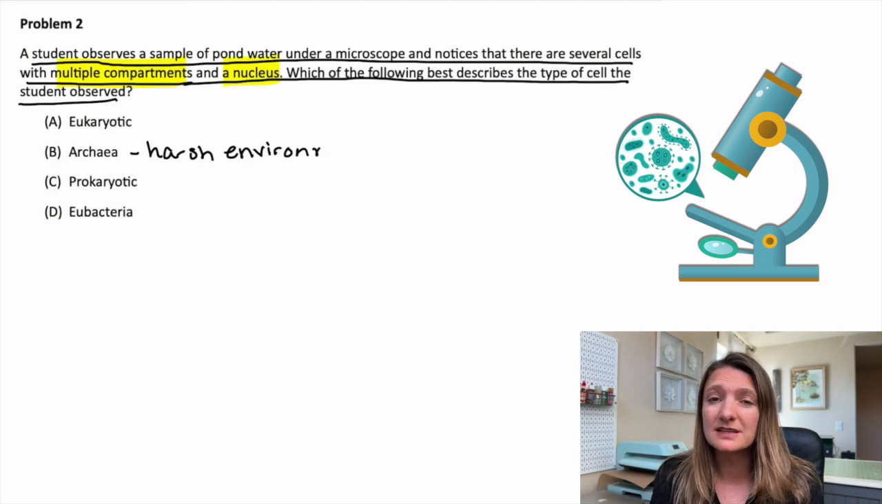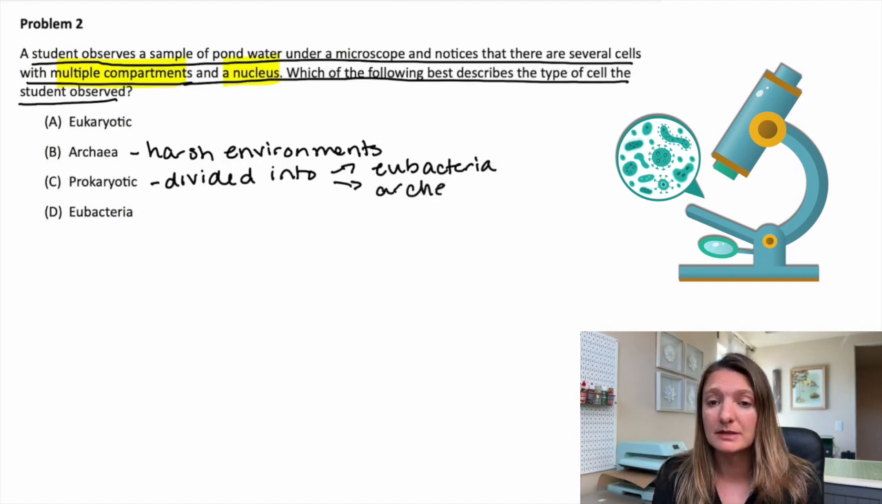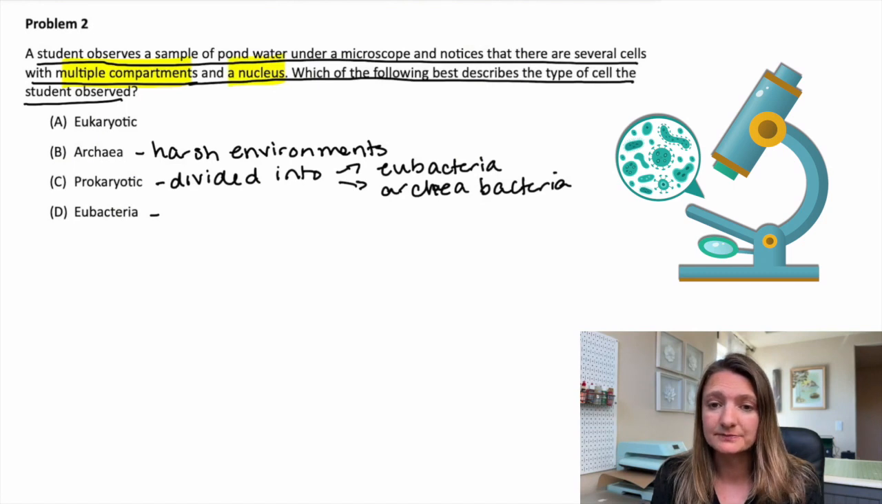Archaea. You're typically going to see archaea bacteria in very harsh environments, like around thermal vents and things like that, and they will not have those compartments. C, prokaryotic. That is divided into both archaea and eubacteria. So those are two different types of bacteria that don't have compartments. So if they ask you about that specific thing, that's what prokaryotic cells are divided into, those two categories. Into archaeobacteria as well.